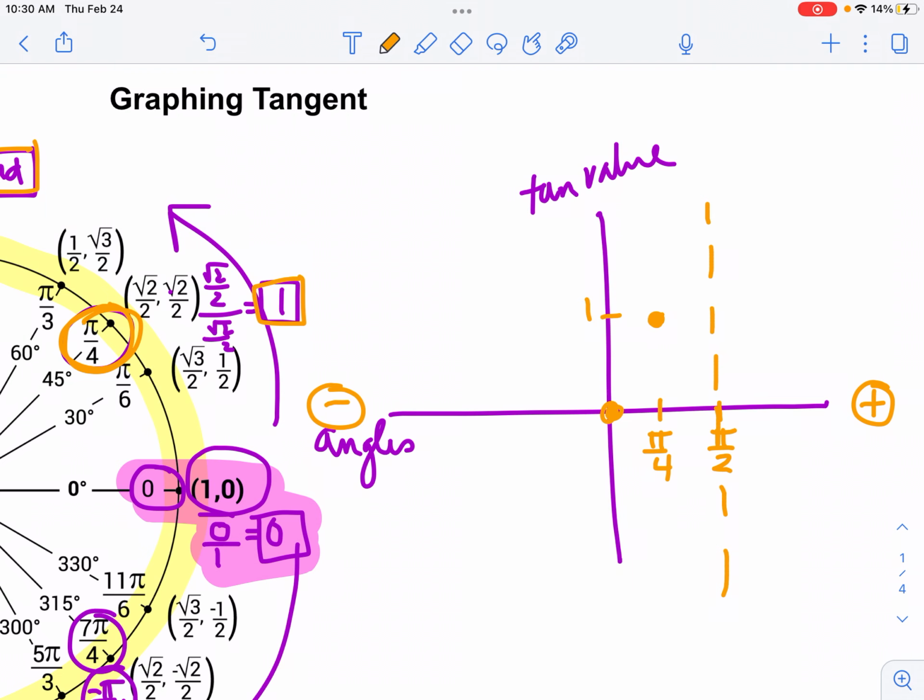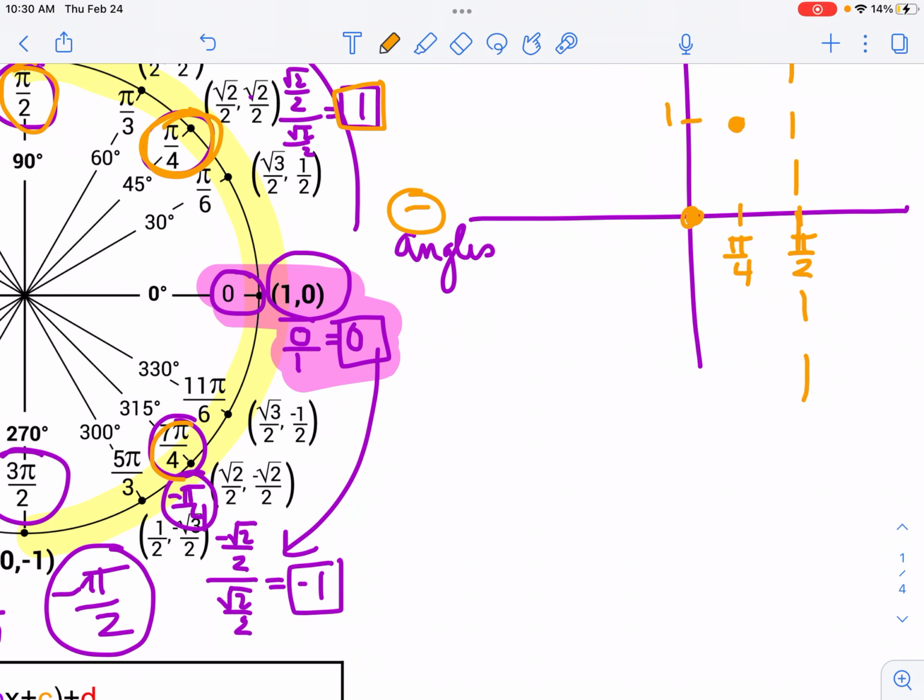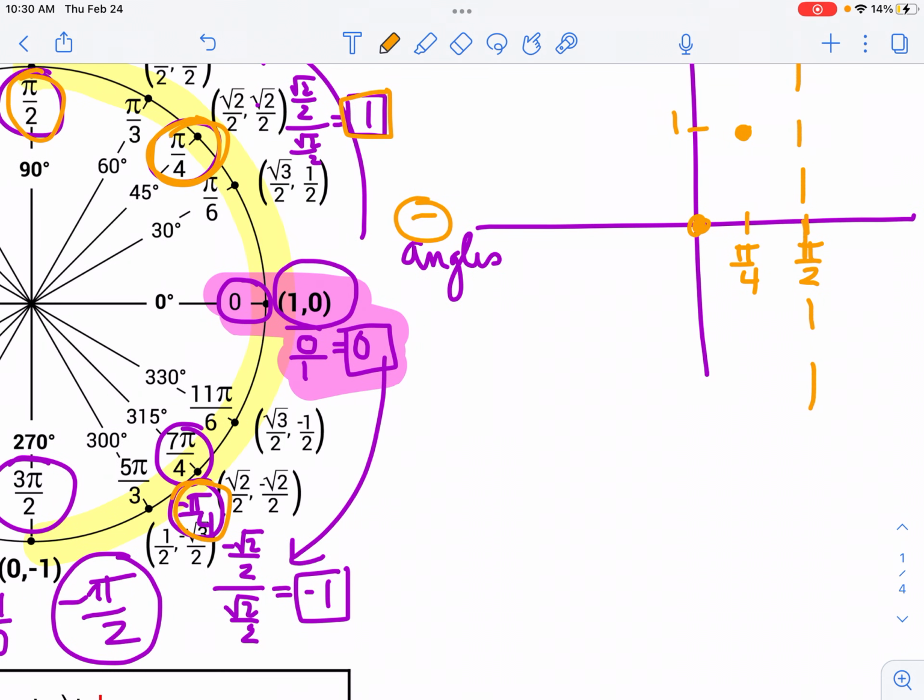What I'm going to do next is I'm going to do the negative side. So starting here, with negative pi over 4, that's going to be my first step on the left side. And really symmetry is key here, right? So we see the symmetry happening. But look at our tangent value. Our tangent value is negative 1. So we're going to have a point down there at negative 1.